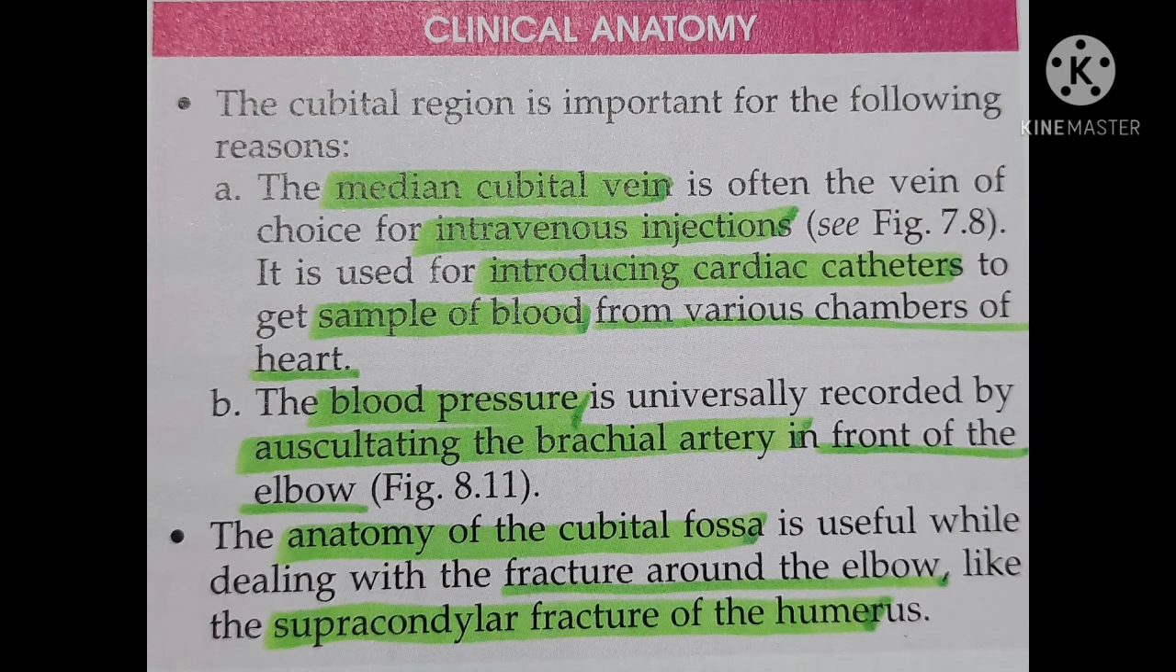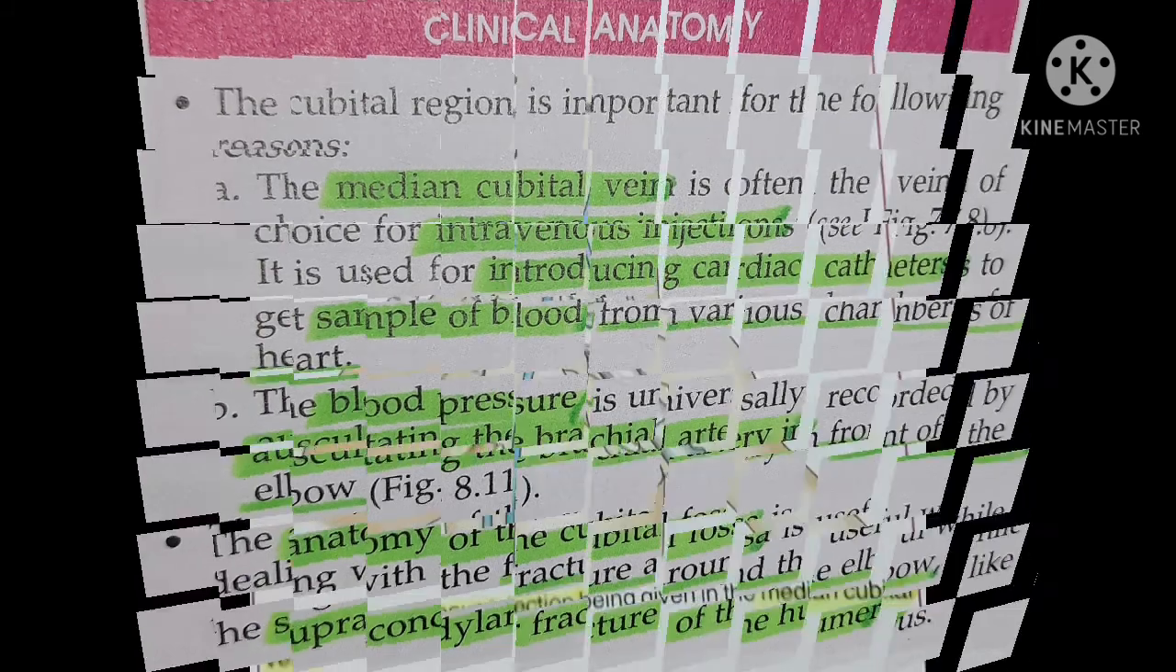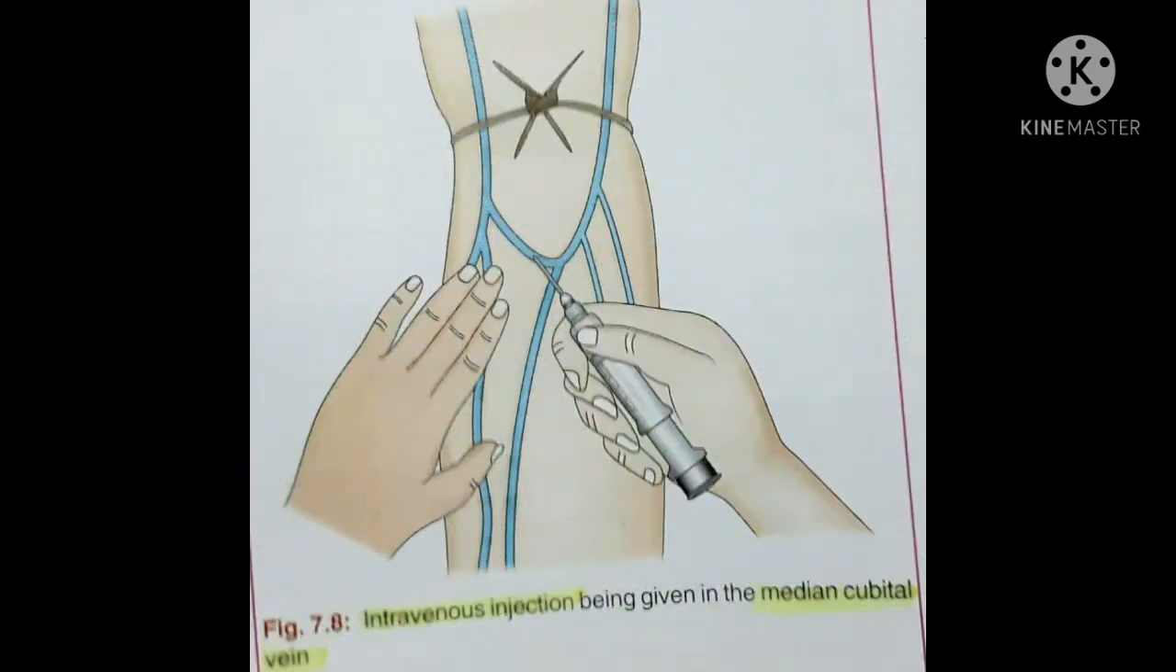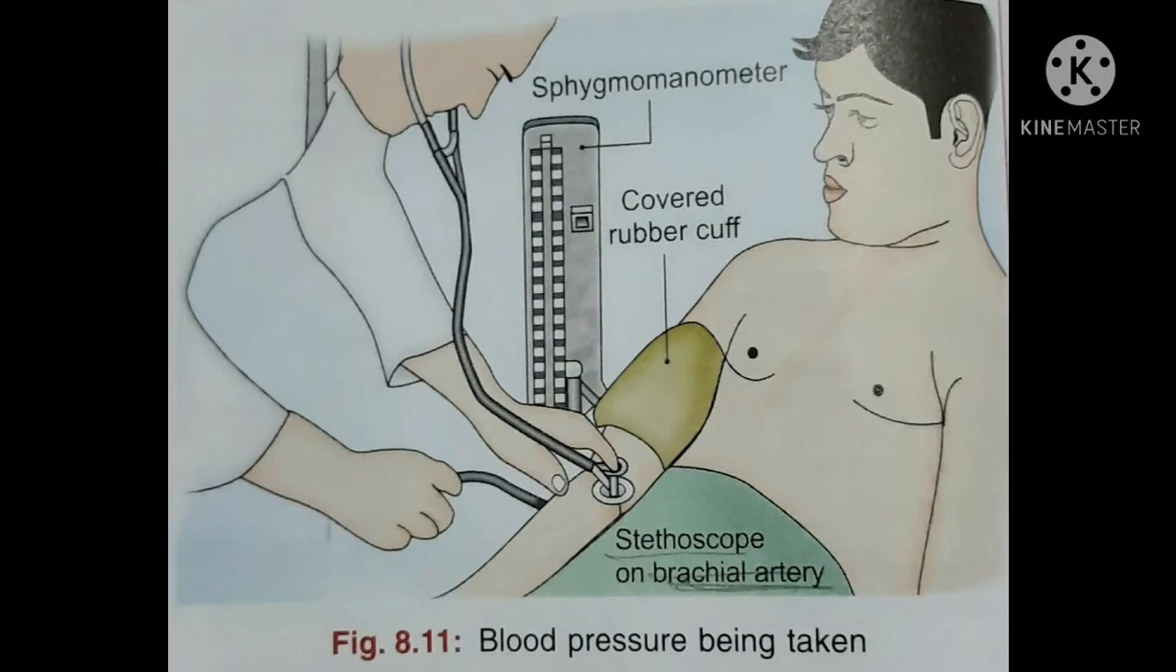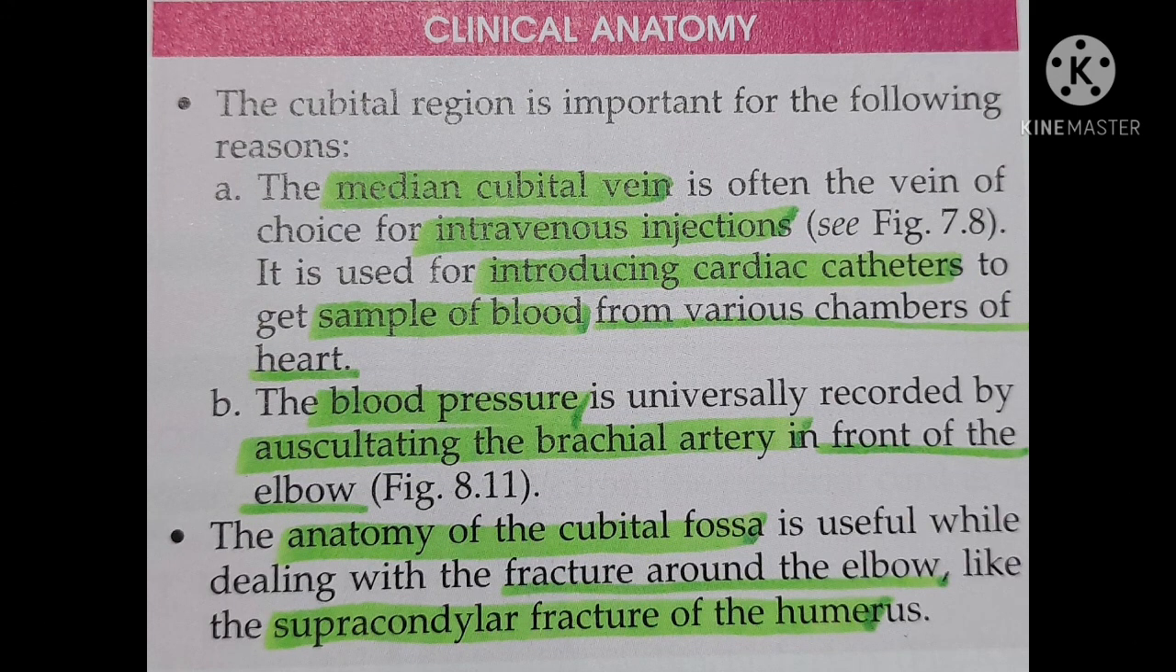The cubital region is important for the following reasons. The median cubital vein is often the vein of choice for intravenous injections. It is used for introducing cardiac catheters to get samples of blood from various chambers of the heart. The blood pressure is universally recorded by auscultating the brachial artery in front of the elbow. The anatomy of the cubital fossa is useful while dealing with fractures around the elbow, like the supracondylar fracture of the humerus.